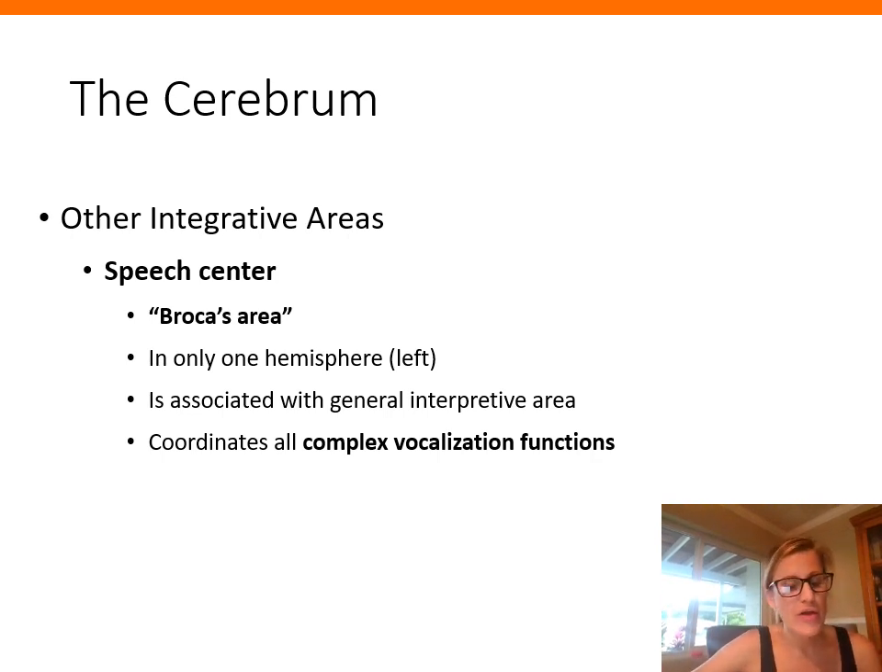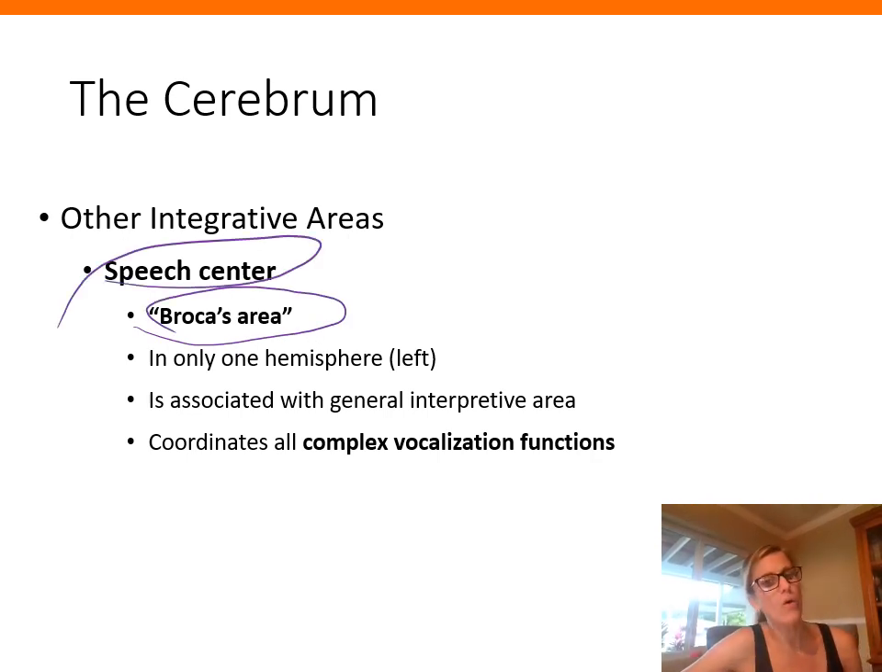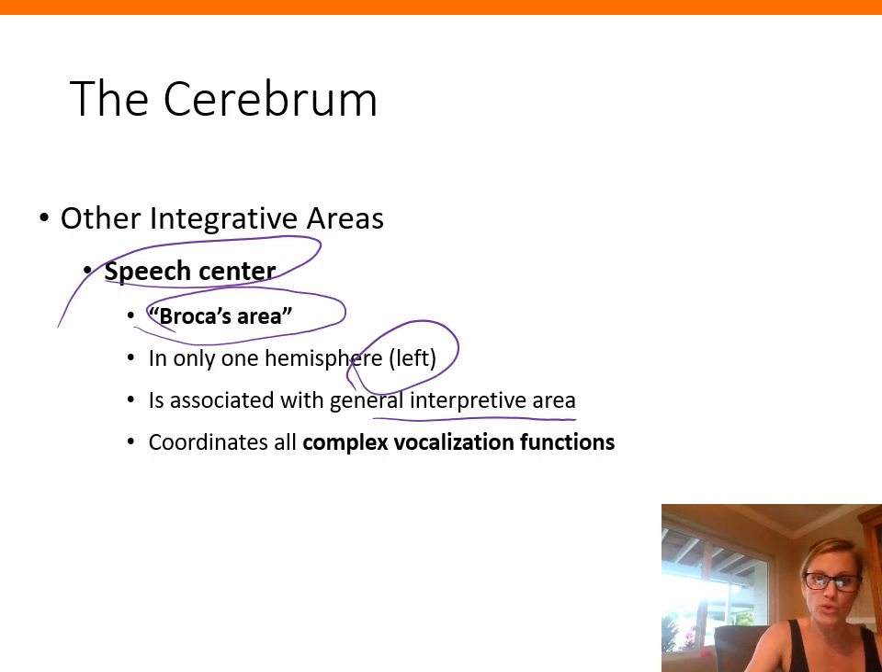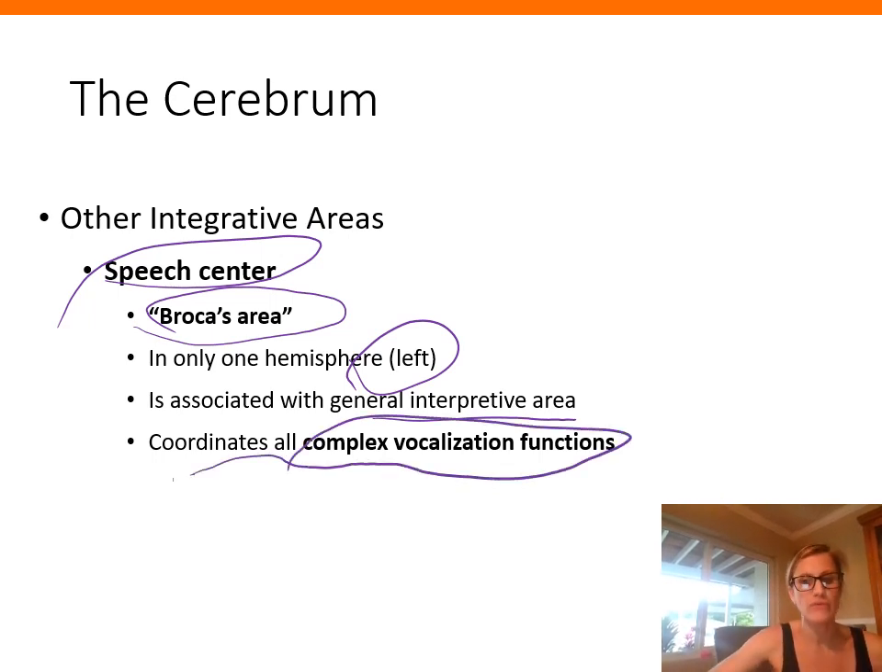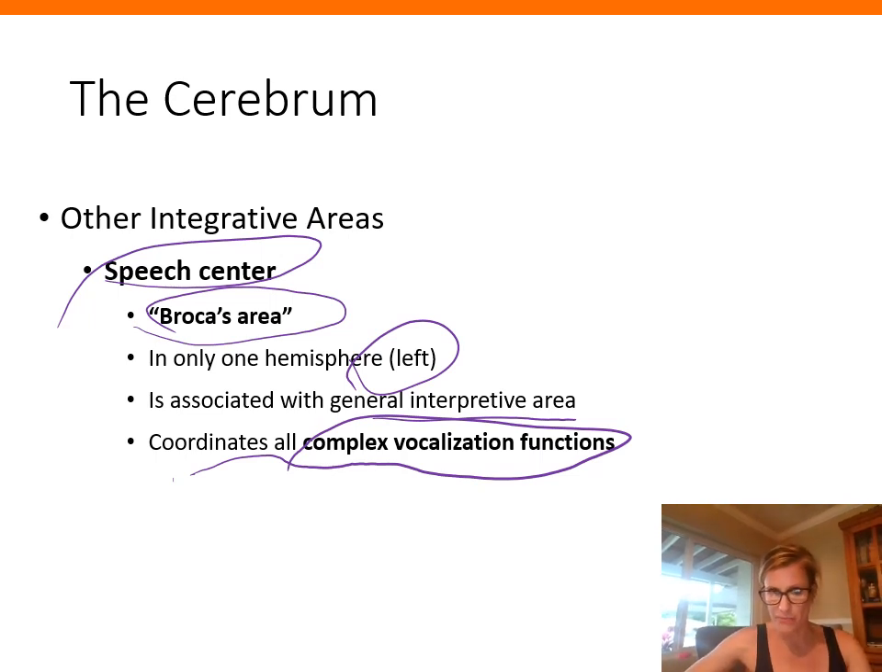Another integrative area that's important is called Broca's area. Broca's area, or the speech center, is also present only in one hemisphere, and again, this is typically in the left hemisphere, not always, but typically. It is also associated with the general interpretive area, but its major function is to coordinate all complex vocalization functions. Hence, we call it the speech center.